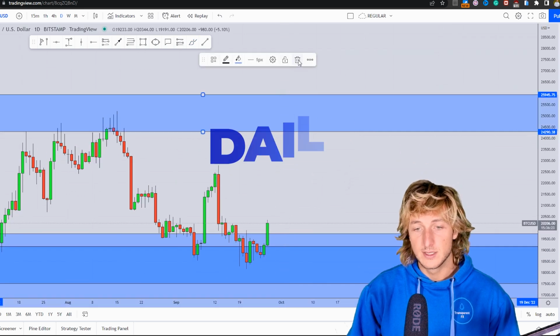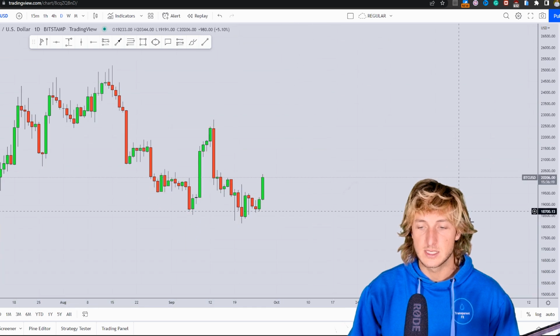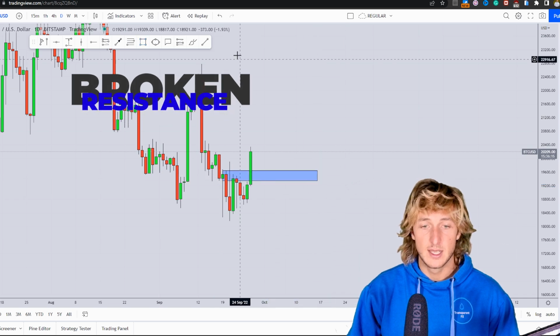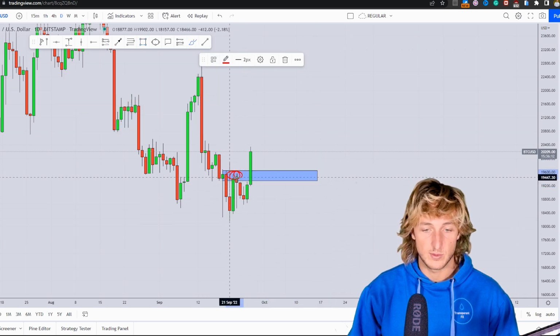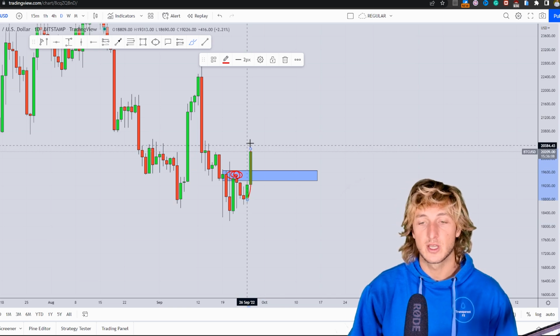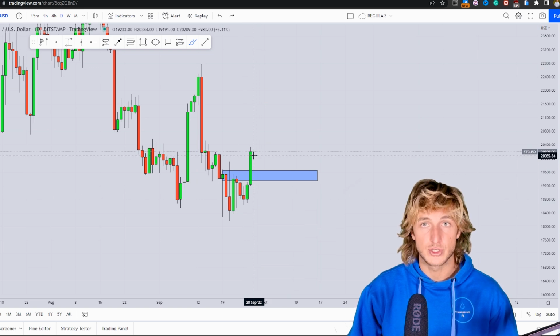Here on the daily, this is where things start getting very interesting. In fact, what we can notice is that from a daily perspective, the market has now broken above resistance. This area was the previous high. Since we are now getting the break above the previous high, we're shifting from having a daily bearish structure to now having a daily bullish structure.